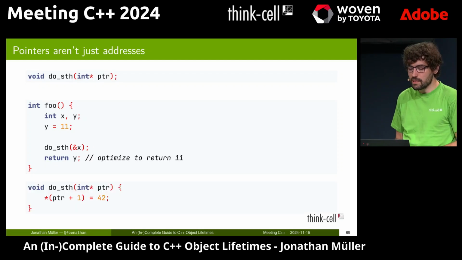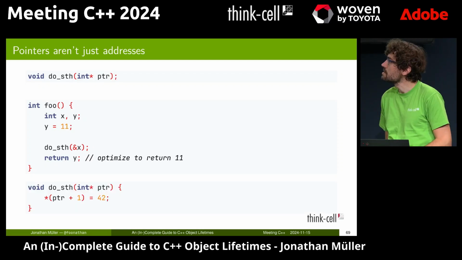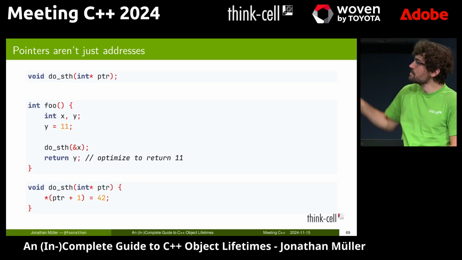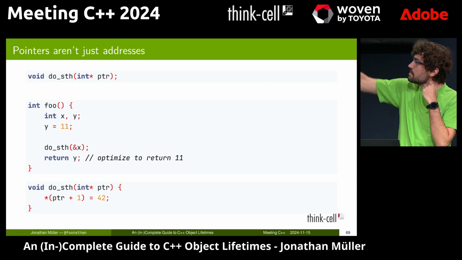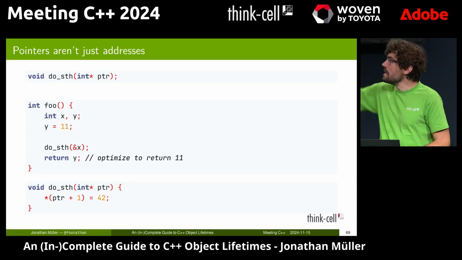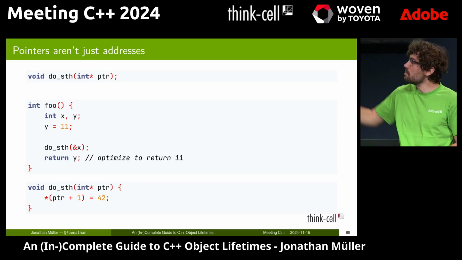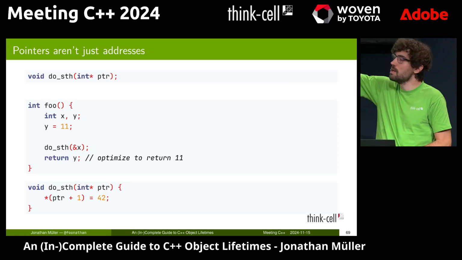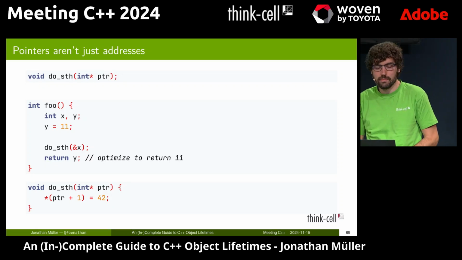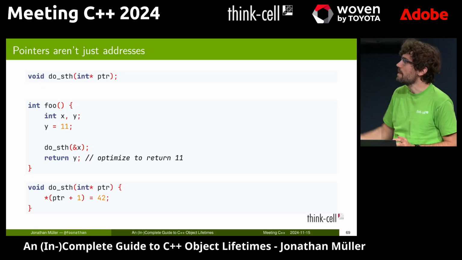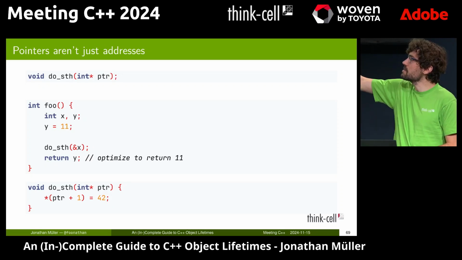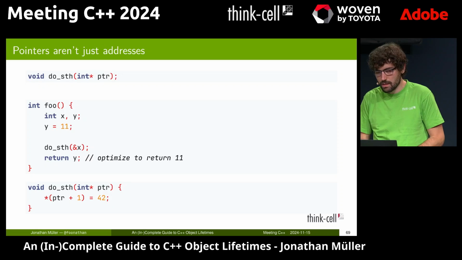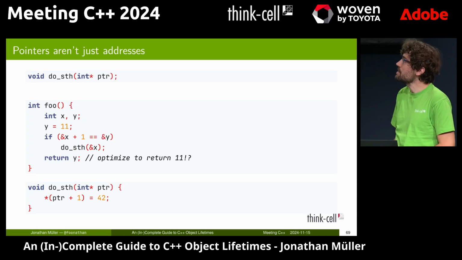But what if this is the definition of do something? Right? So do something takes the pointer, offsets it by 1, and sets it to 42. And let's say that happens to be the address of y. Then this optimization would not be okay, because now y would be 42, and we aren't allowed to return 11. But maybe you say, okay, there's no guarantee that pointer plus 1 is the address of y. Well, what if we make that guarantee?